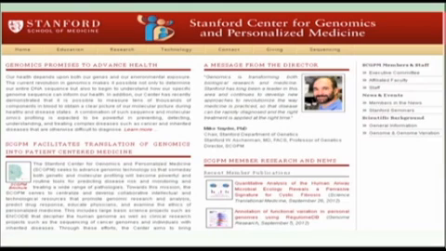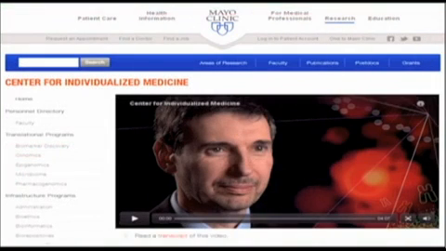Stanford. By the way, I just picked a few. There are many, many of these out there. And then I picked Mayo because they, and they're not alone, have chosen not to call it personalized medicine, but individualized medicine. There's also precision medicine out there. These are all basically the same notion.